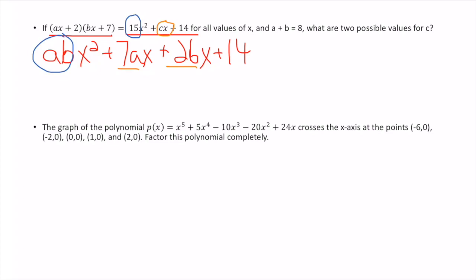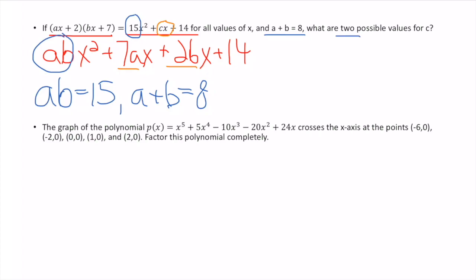Okay, so if I know that a times b has to equal 15, from the equation I also know that a plus b has to equal 8. So for this to happen, the only way is if a is 3 and b is 5, or it could be the other way around. That's why it's going to ask for two possible values.